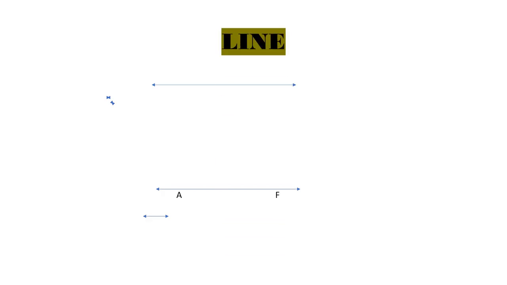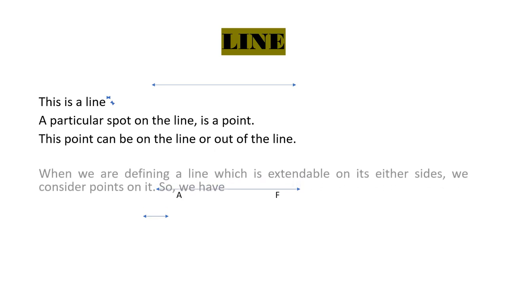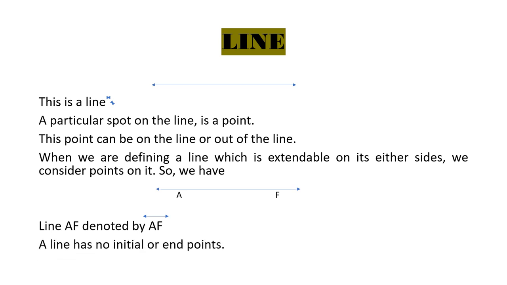This is a line here you can see. A particular spot on the line is a point. This point can be on the line or out of the line. When we are defining a line which is extendable on its either sides, we consider points on it. So, we have a figure as shown with two arrow marks on either side. Line AF is denoted by AF with a line. A line has no initial or end points.